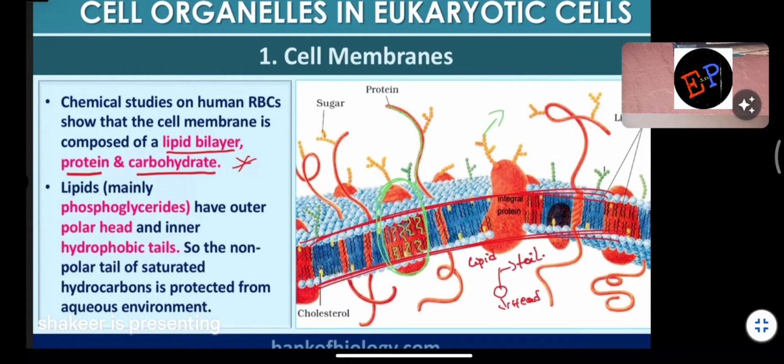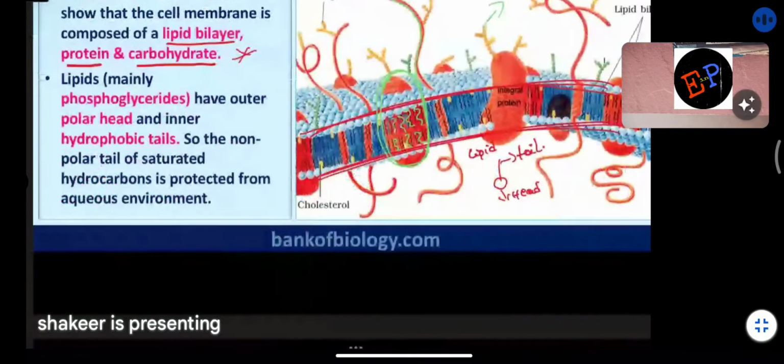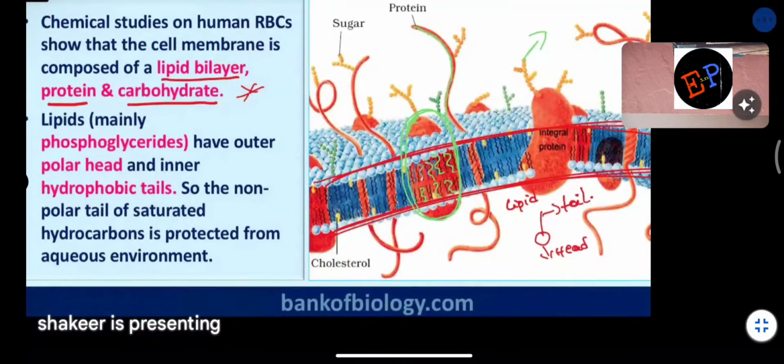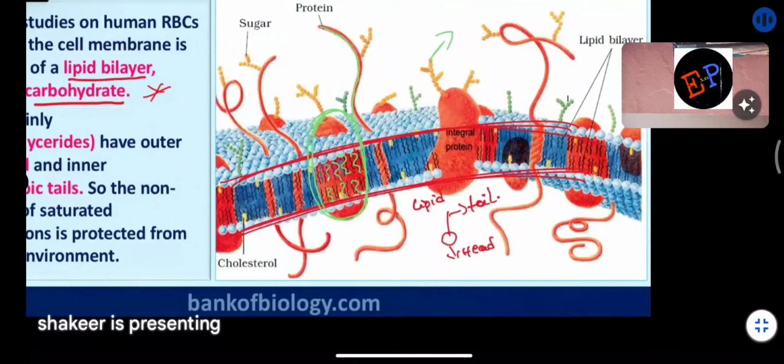Lipids, phosphoglycerides, have an outer polar head and inner hydrophobic tails. The non-polar tail of saturated hydrocarbons is protected from the aqueous environment. What is the structure of a lipid? See here, you are seeing these pearl-like structures here.